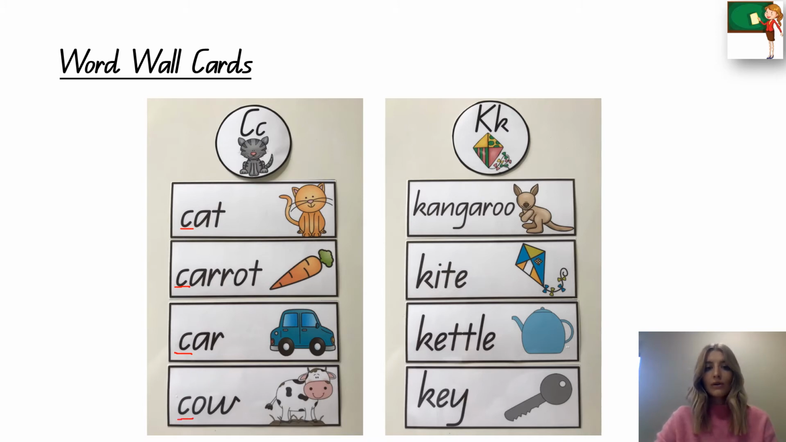Now if we look over, I've got our word wall cards for the letter K as well. So our first letter K word we've got is kangaroo, and that first sound is k, and we use a K for that word, kangaroo. Next word is kite, and the first sound is k in the word, and we use a K to say that one. The next one is kettle. The first sound in the word is k, and we use a K for that one. And the last one we've got is key, and the first sound again is k, and we use a letter K.